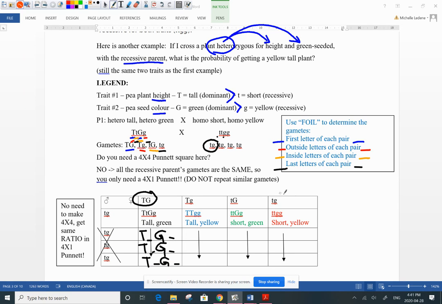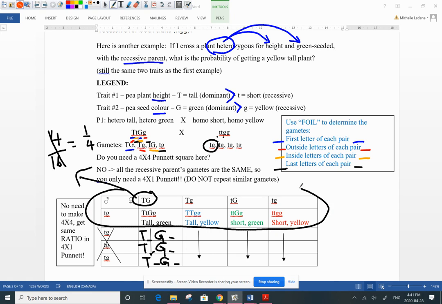So if you want to do a big 4x4, you're going to see that 4 out of 16 are tall and green. But is that lowest terms? No, it's not. It's 1 out of 4. So you can reduce that to 1 out of 4. So why would you do the big 4x4 Punnett square when you can just do the shortcut, right? 1 out of 4 is tall and green.